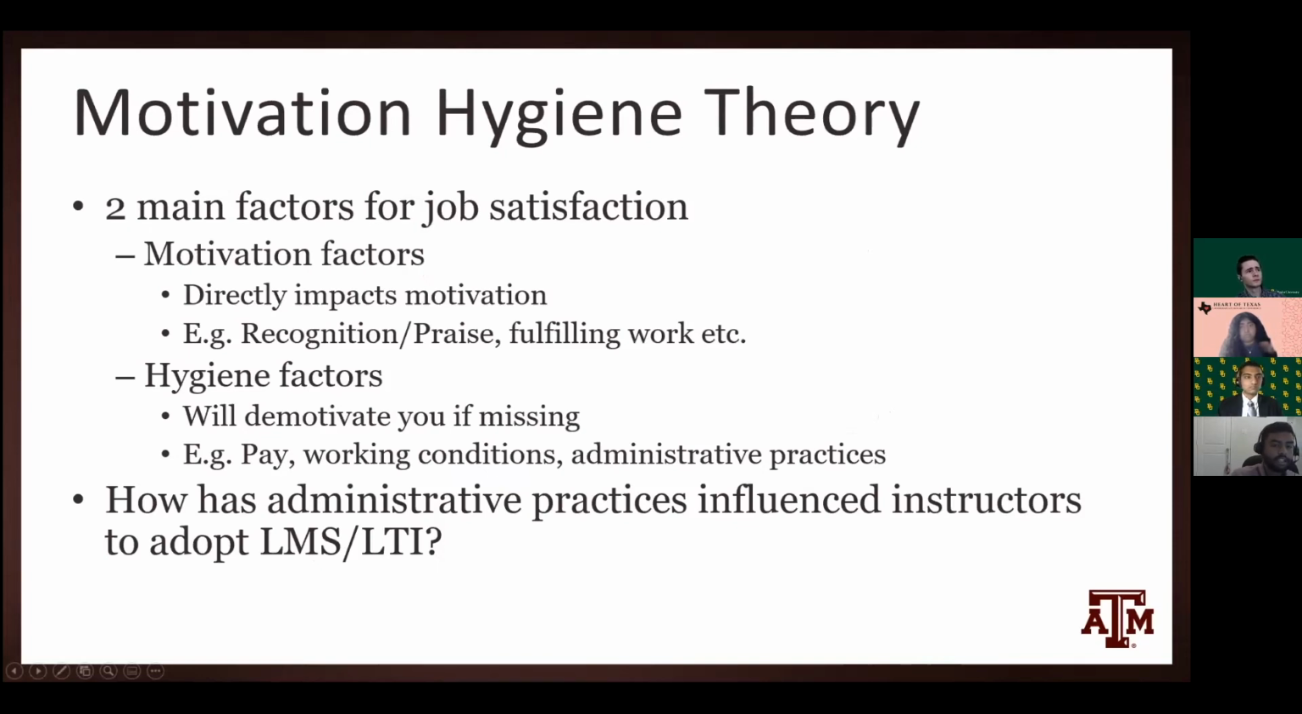The first theory is motivation hygiene theory. According to Herzberg's motivation hygiene theory, there are 2 main factors for job satisfaction: motivating factors and hygiene factors. Motivating factors are factors that directly impact your motivation, such as recognition and praise, fulfilling work, etc. Hygiene factors, on the other hand, are factors which could possibly demotivate you if you do not receive them, but do not directly impact your motivation. These factors include pay, working conditions, and administrative practices. If you do not receive your pay, it may possibly demotivate you to work.